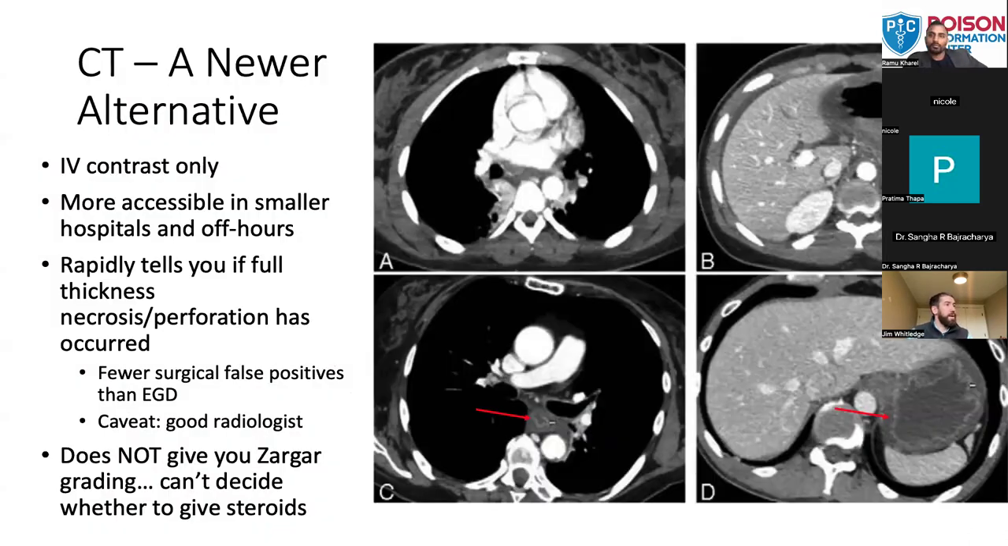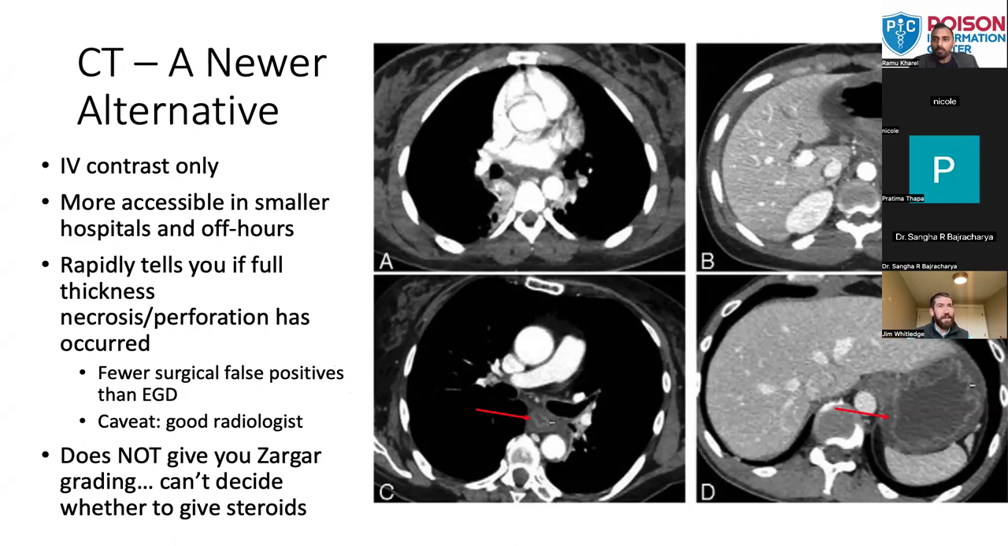So, what about an alternative to endoscopy? CT has emerged as an alternative to endoscopy, and this is typically done with IV contrast alone. You don't need to give oral contrast. And at least in the United States, CT tends to be more accessible in smaller hospitals and also during off hours, so overnight. And it's really nice because it can rapidly tell you whether or not you have a full thickness injury, whether or not you have a perforation. And this is really useful.